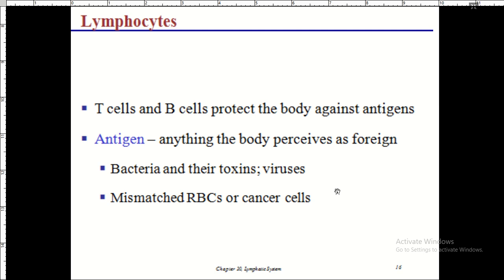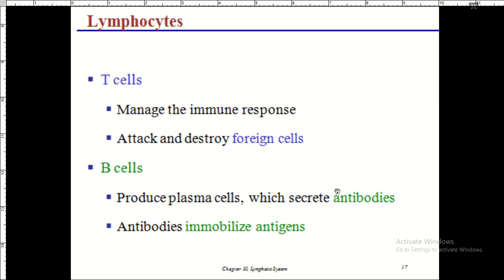T cells and B cells protect the body against antigens. What is an antigen? An antigen is anything the body recognizes as foreign. That can be a bacteria, a toxin, a virus, a mismatched red blood cell, or cancer cells. Anything perceived as foreign by the body is referred to as an antigen. The antigens are bound by antigen presenting cells, like the macrophages, which hand over the antigen to the T cells or the B cells to undergo a reaction.